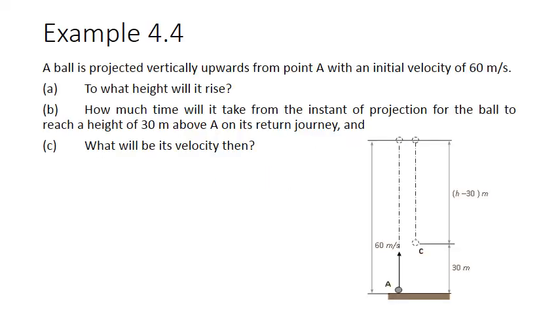Now let's take a look at example 4.4. A ball is projected vertically upwards from a point A with an initial velocity of 60 meters per second. So this example is about vertical linear motion. The question asks us to find to what height will it rise?